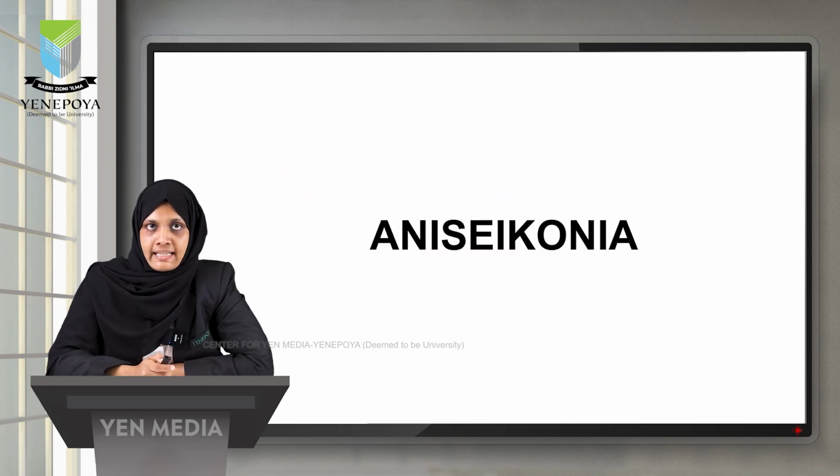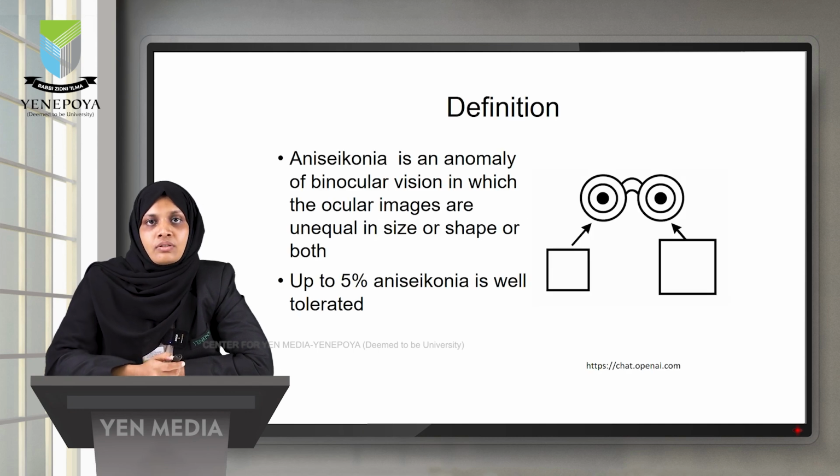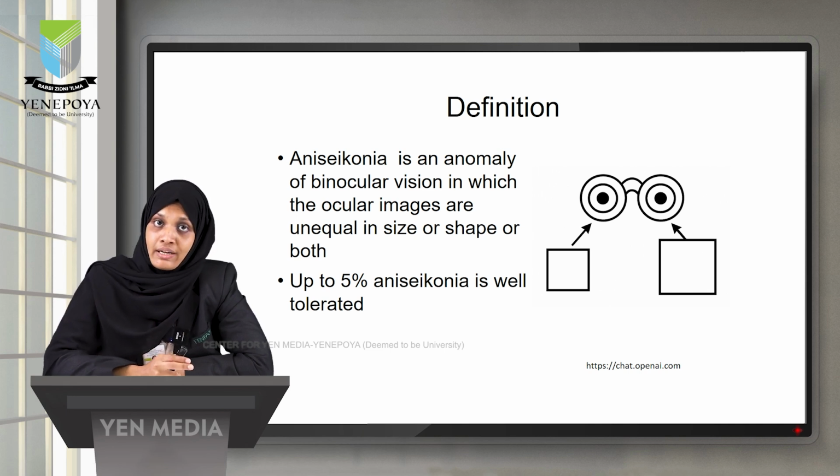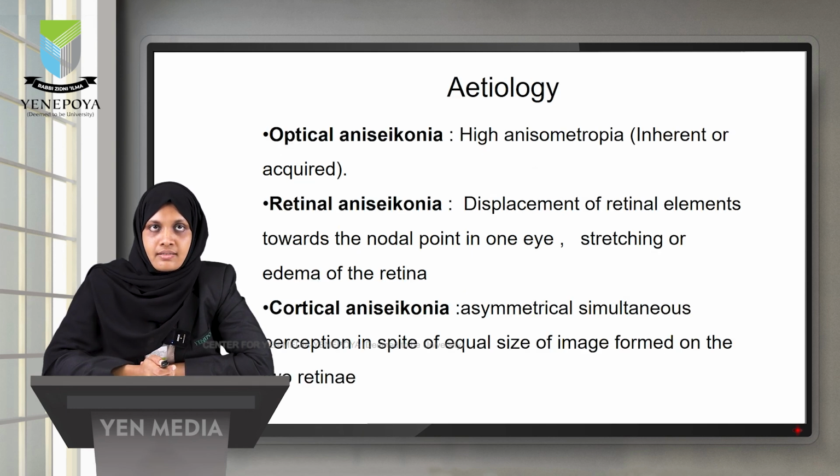Next we move into the second type, that is aniseikonia. Aniseikonia is defined as unequal size or shape or both. Earlier we discussed that anisometropia is unequal refractive power, but aniseikonia means unequal size, shape or both, and up to 5% of aniseikonia is well tolerated. Beyond that it can't be tolerated. So what are the etiologies of aniseikonia? First is optical aniseikonia, then retinal aniseikonia and cortical aniseikonia.